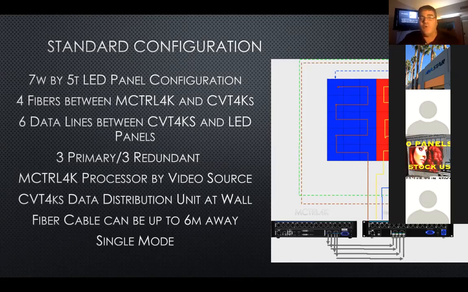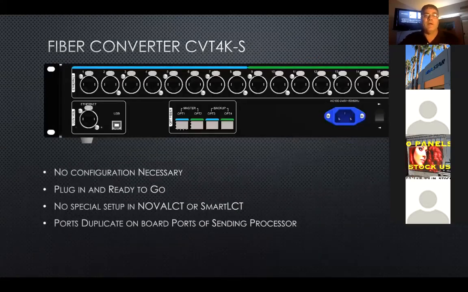I do not have to program in Nova any differently than if I was just programming directly in the box. So when I launch my Nova and I program out my wall, I'm doing it just like I'm attached to the MCTRL 4K. I'm doing it all at the 4K. The 2 boxes are working in conjunction, and they're talking together to figure out how to split this signal up to our wall. Okay? It said no configurations necessary. It's plug in and ready to go, and there's no special setup.